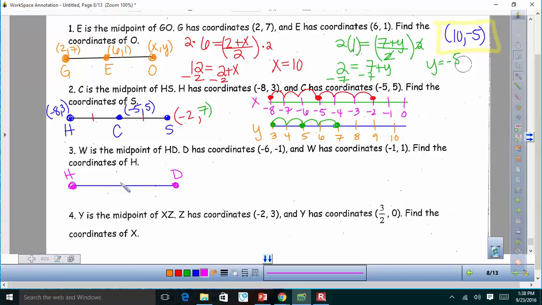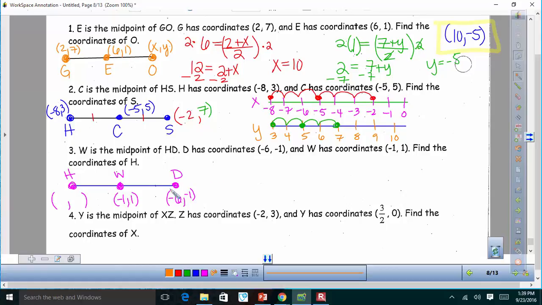My midpoint is W. So it tells me that D is negative 6, negative 1. And it tells me W is negative 1, 1. Okay? And so that means we're actually finding H this time. So you always have to start from an endpoint, go to the midpoint, and then from the midpoint to the endpoint. So this time we're starting at this endpoint, going to W, and then we're going from W to this endpoint. Okay, so let's look at X's first.